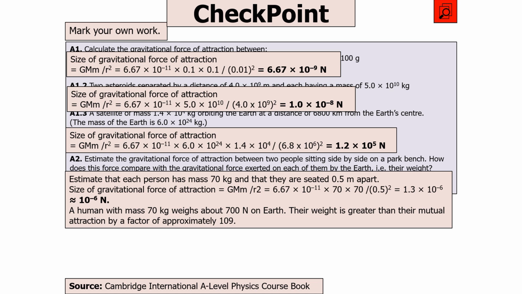So a human with a mass of 70 kilograms will have a weight of about 700 newtons because it's mass times gravitational field strength, which is 9.81. So we can say that their weight is greater than the mutual attraction by about a factor of 10 to the 9. So it's a much bigger idea of weight than it is gravitational attraction.